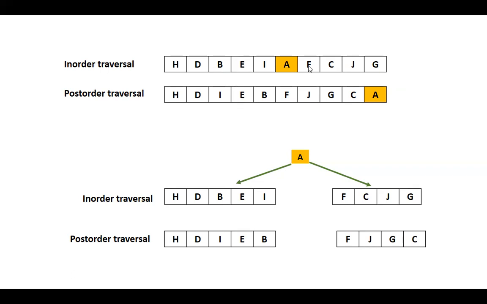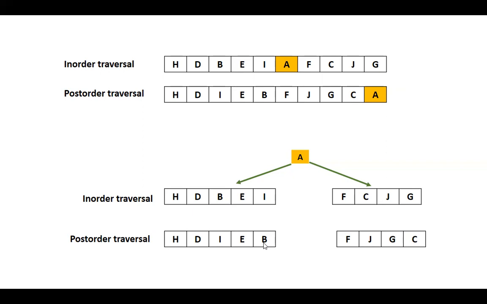Similarly, the right subtree is F, C, J, G, right? Similarly, F, J, G, C in case of post order. It's very simple, right? You got the root, you got the left subtree and the items of the right subtree. Now again apply the same process here. Again to find out root, go to post order traversal, and the last element, that is the rightmost element of post order traversal, is the root.